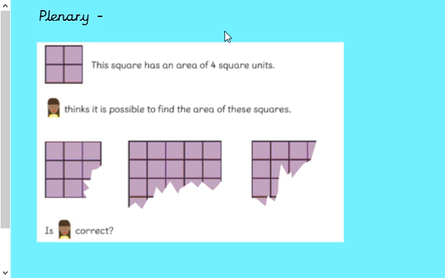Okay, our plenary question this morning. The square here has an area of 4 square units. And we can see that 1, 2, 3, 4, or 2 times 2 equals 4. The young lady here thinks it's possible to find the area of these squares. That square is really important here. Okay, they're not rectangles, they're squares. So you'd need to think to yourself, how could I do it? Because there are chunks missing. Have a little look, have a little play, and see how you get on.